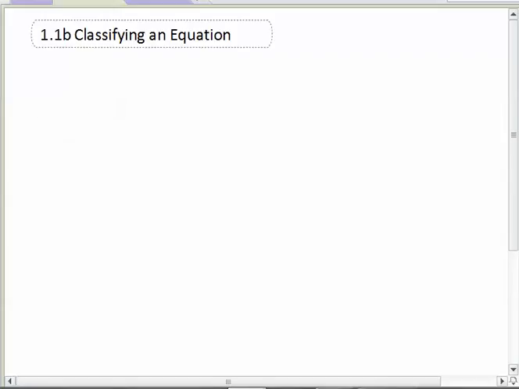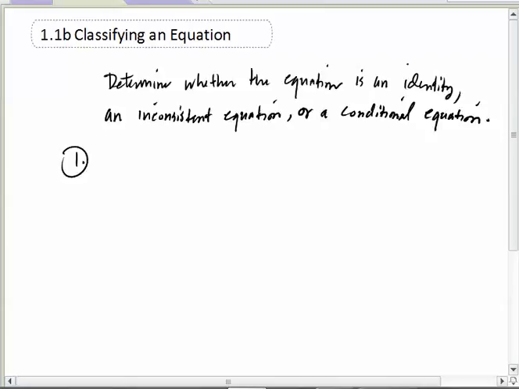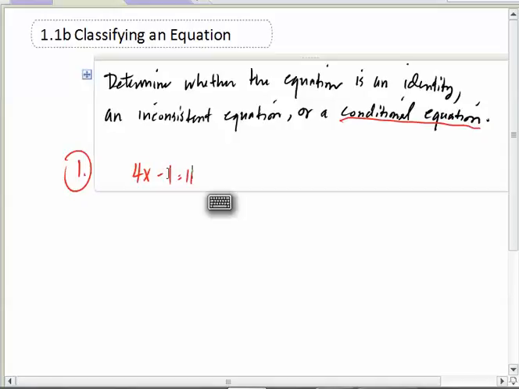So let's take a look at this first equation that is asking us to, pardon me, I didn't have the directions up there. Determine whether the equation is an identity, an inconsistent equation, or a conditional equation. And we're going to start actually with the last one, a conditional equation. So let's take a look at this one, and we're going to look at one of the previous examples that I gave, and that's this right here.